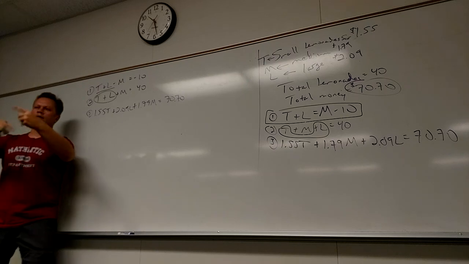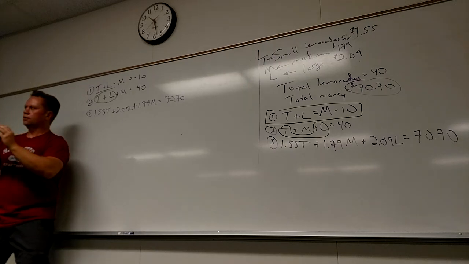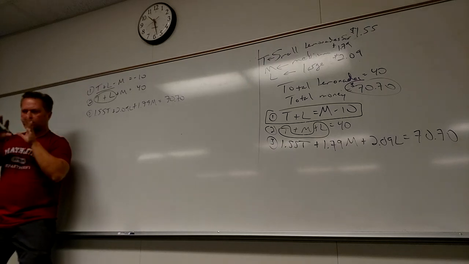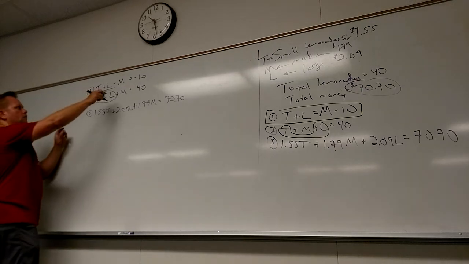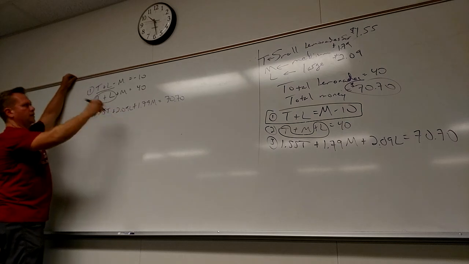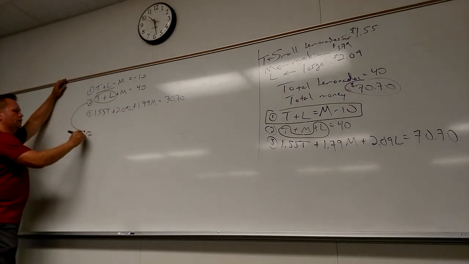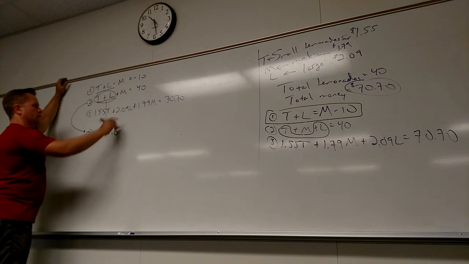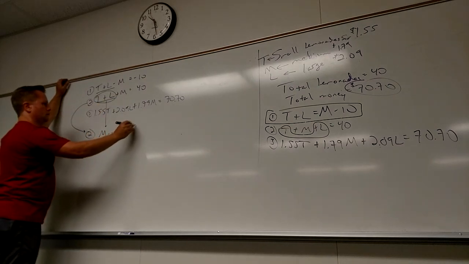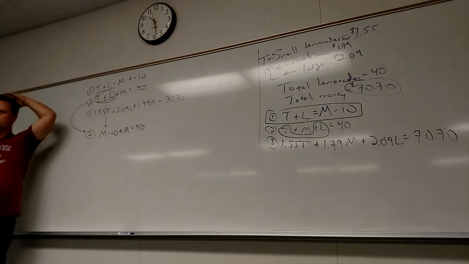So let's try this other way real quick, just to show you why I want you to look to see if you can be clever about some of this stuff sometimes. So I know that T plus L is m minus 10. How could I rewrite the second one then? I replace this with m minus 10. So then I have plus m. Can't I solve for m now?